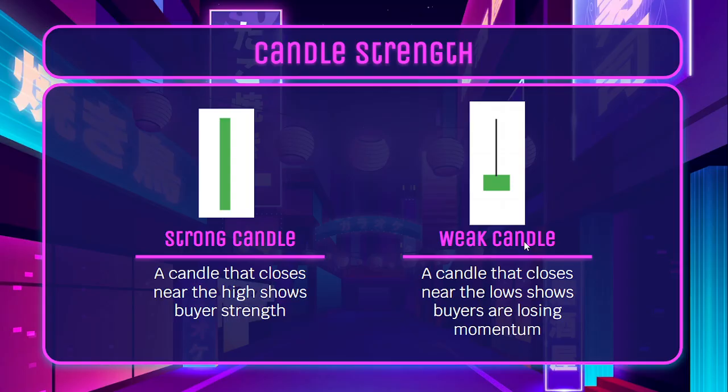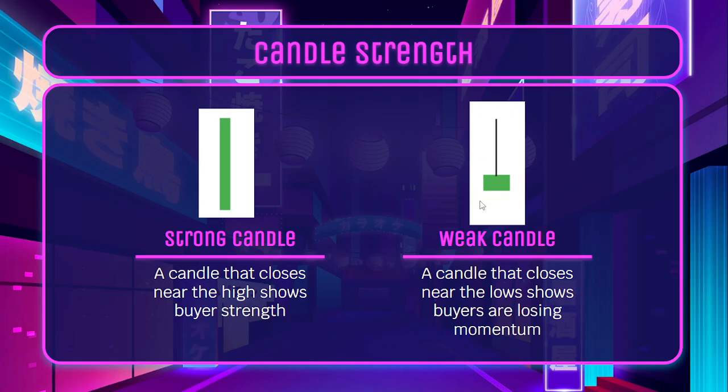So not every candlestick is created equally. There are strong candles, weak candles, and indecisive candles. This example here on the left is what we call a bullish Marubozu. That's a strong candle. It shows that buyers were in control the entire day, so it closed at the high of the day. That is extremely bullish.